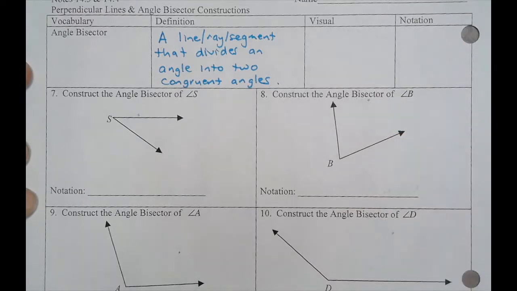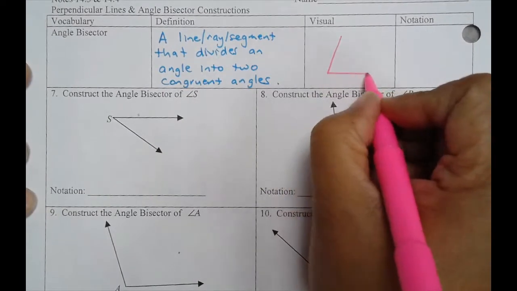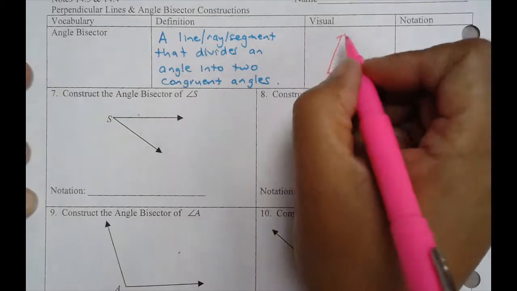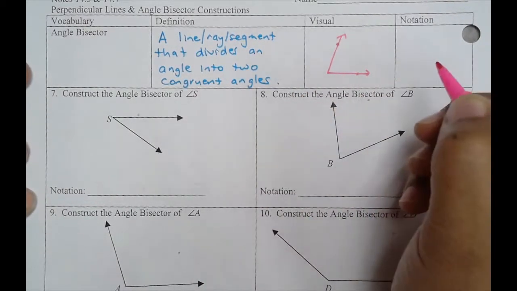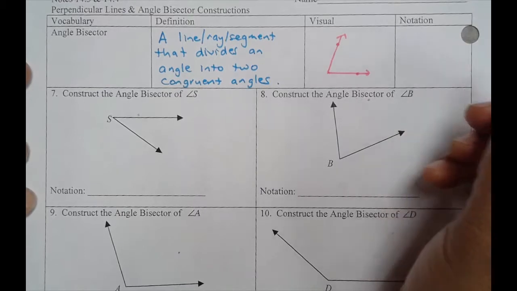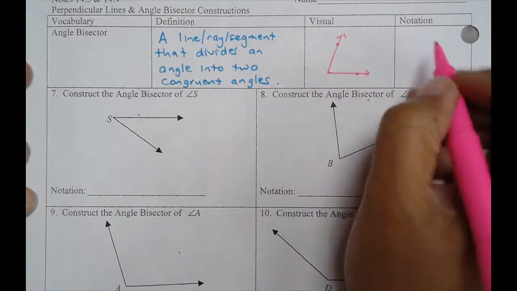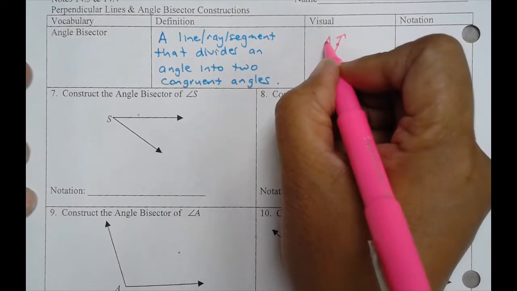All right, something visual, so we're just sketching this out. So if I have an angle, I'm going to sketch out an acute angle. And I'm going to label this with 3 letters. You need 3 letters to name an angle. Or you can just name one angle, but we're going to write the notation in a minute. So let's say this is angle ABC.